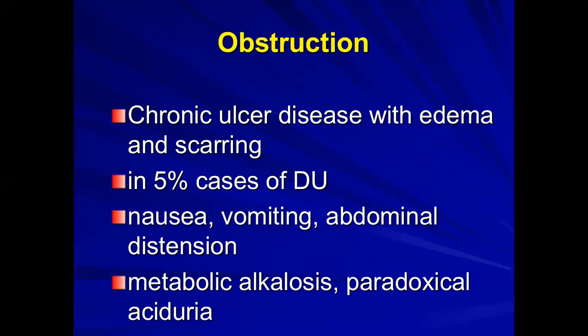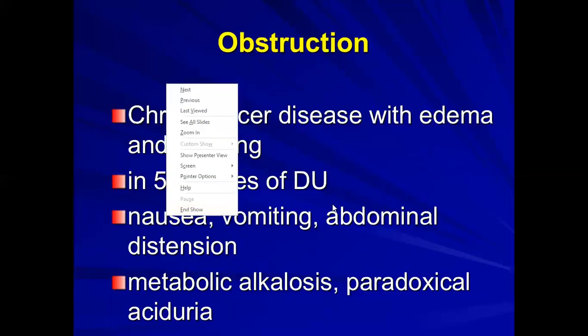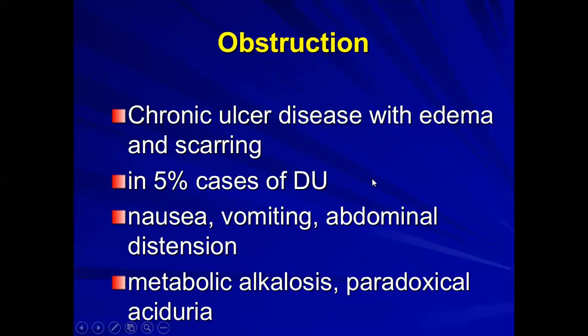Obstruction: chronic ulcer disease with edema and scarring can lead to obstruction in 5% of cases of duodenal ulcer. It can present as gastric outlet obstruction, and the patient presents with nausea, vomiting, and abdominal distension. Sometimes it leads to metabolic alkalosis and paradoxical aciduria. So these are a few slides regarding acid peptic disease and duodenal and gastric ulcers. Thank you.